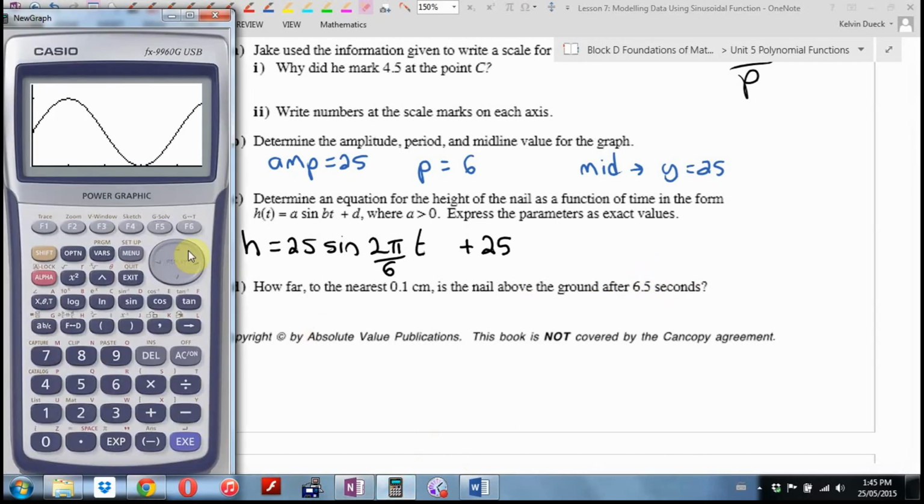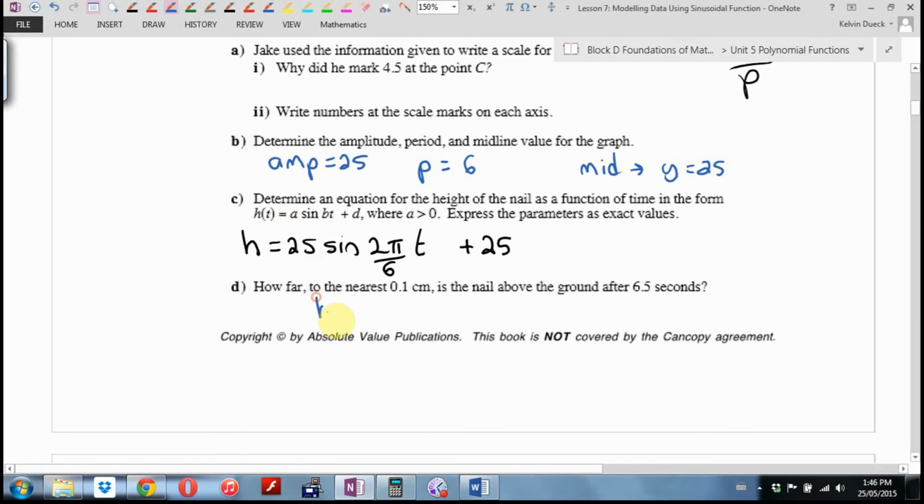Okay, so I'm going to go gsolve, arrow sideways. Y calculation when x is 6.5. How high is the nail after 6.5 seconds? 37.5 units. It's not meters, I don't think, is it? What's the height being measured in this question? Oh, centimeters. Okay. By the way, 37.5 meters, that's a big tire. Okay, I don't think so. So 37.5 centimeters. H equals 37.5.